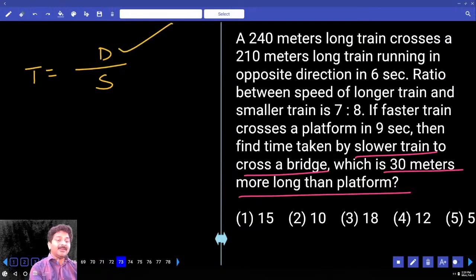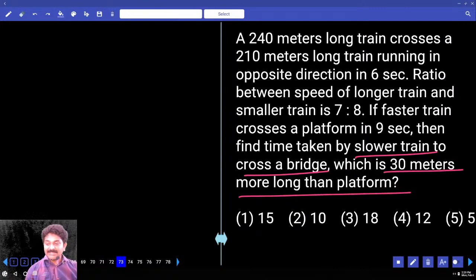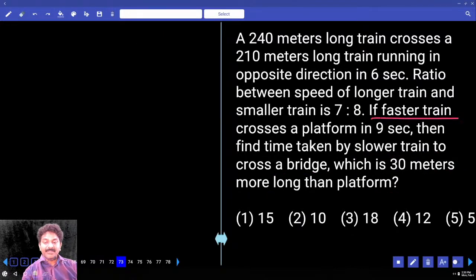And do we know the speed of train B? Speed of train B is not given. That is given in terms of a ratio. So we need to know the speed as well as the length of the platform. The platform is related with respect to the faster train.